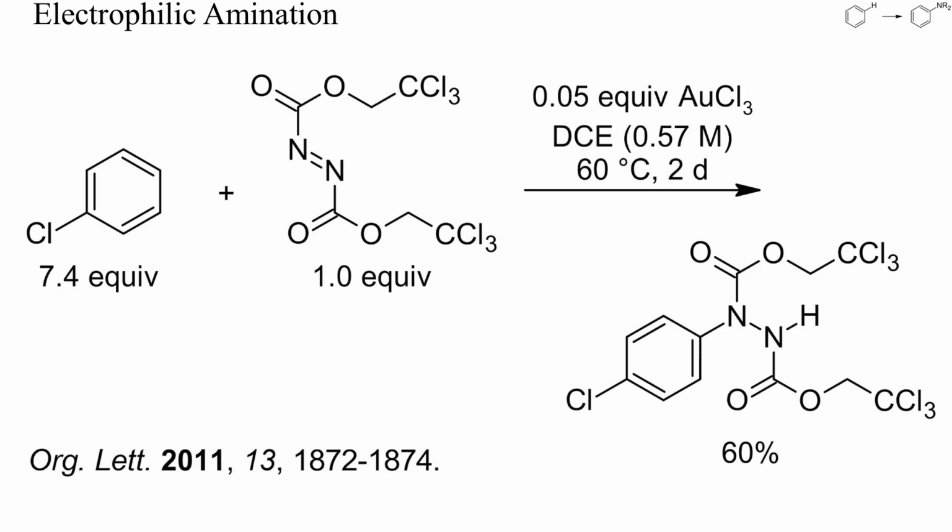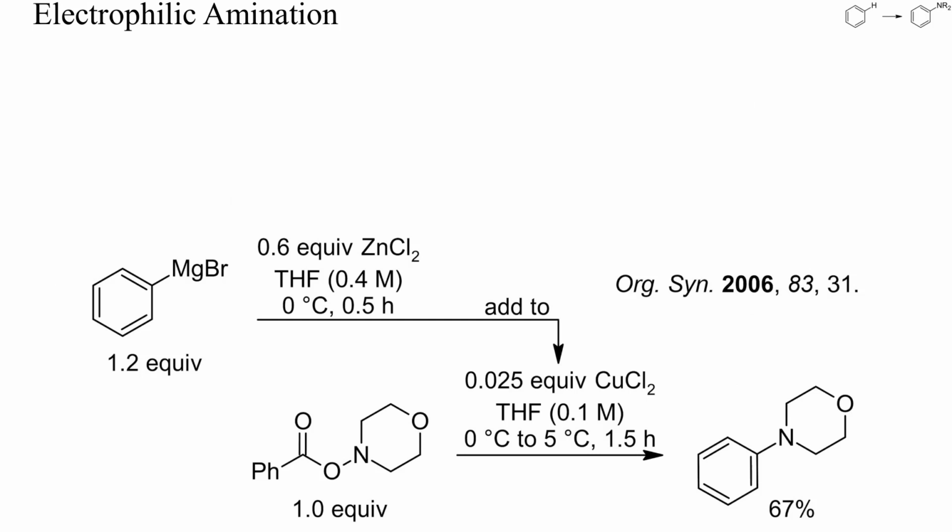Azo dicarboxylates are particularly reactive and yield protected aryl hydrazine derivatives, as in this example. The amination was catalyzed by gold chloride, but other acids should also do the job. I'll show you now some examples of electrophilic aminations under neutral or alkaline conditions.